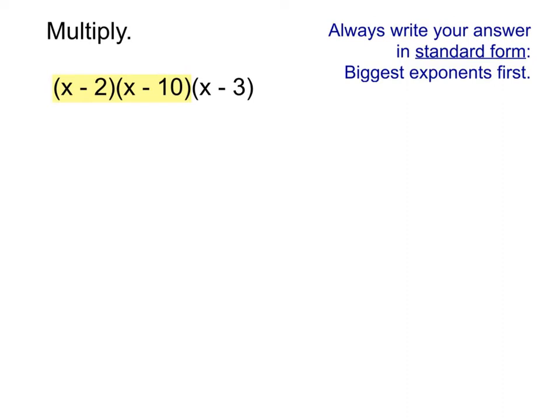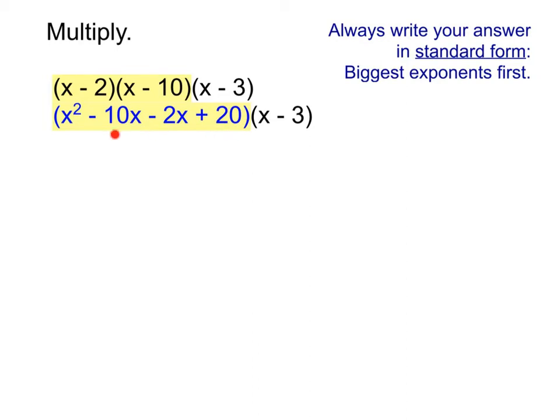And so we're going to start by multiplying the x minus 2 times the x minus 10. Now that's all familiar. We've been doing that style for a while. When we do that, we do the x times x, which gives me the x squared. x times the minus 10 gives me minus 10x. The minus 2 times x gives me minus 2x. And the minus 2 times minus 10 gives me a plus 20.